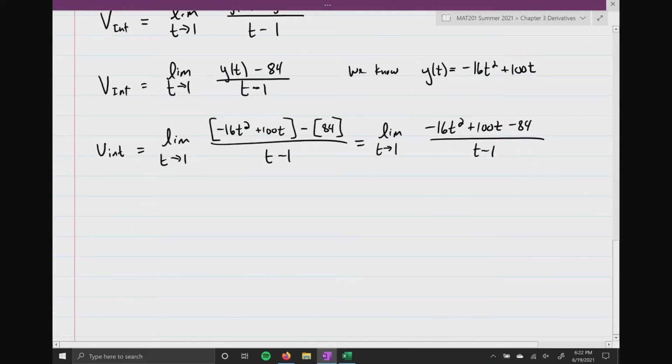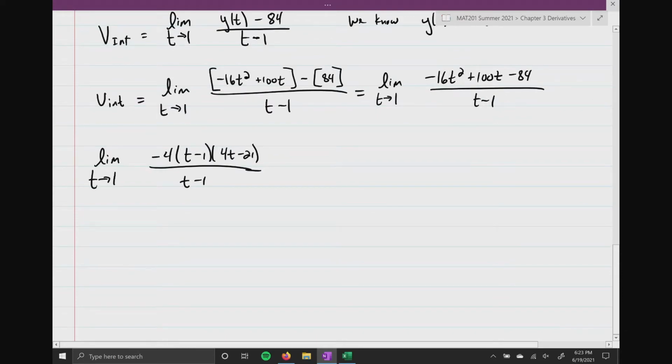Okay, now, we know right from here, if I were to take my limit and substitute it in, I would get 1 minus 1 in my denominator, and then this whole thing would just be for nothing, because it would be undefined. So what we're going to have to do is some sort of algebraic manipulation here. What I'm going to do is factor the numerator, and the numerator factors down into negative 4 times the quantity t minus 1 times the quantity 4t minus 21.